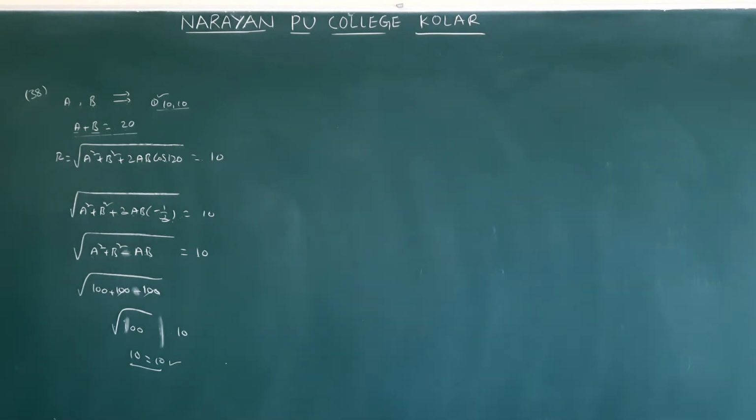Okay. Next question number 39. You can try it as homework. Same model we already discussed in previous questions. And in the next questions also it will come, at that time I will solve it once again.